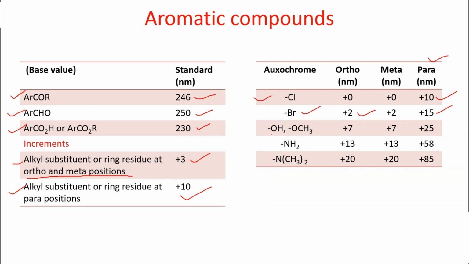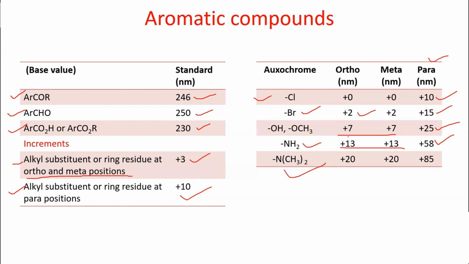If hydroxy and methoxy groups are present at ortho and meta position, we have to add 7 nanometer. If it is present at para position, we have to add 25 nanometer. If amino groups are present at ortho and meta position, we have to add 30 nanometer. If it is present at para position, we have to add 58 nanometer.